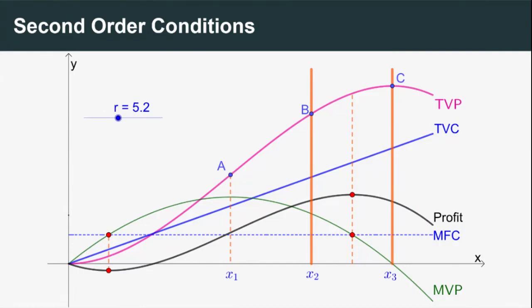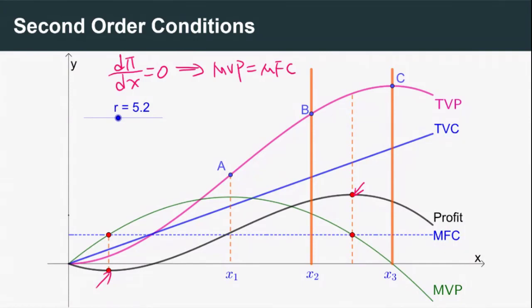Once we are good with the first order and second order conditions, we can get back to this profit curve. Using the first order condition, which is d pi over dx equal to 0, we can derive MVP equals MFC. At this point and this point, both satisfy the first order condition. And now we need to use the second order condition to tell which one is actually a maximum point.